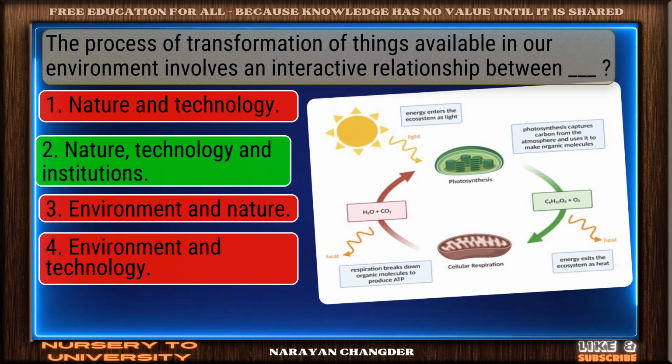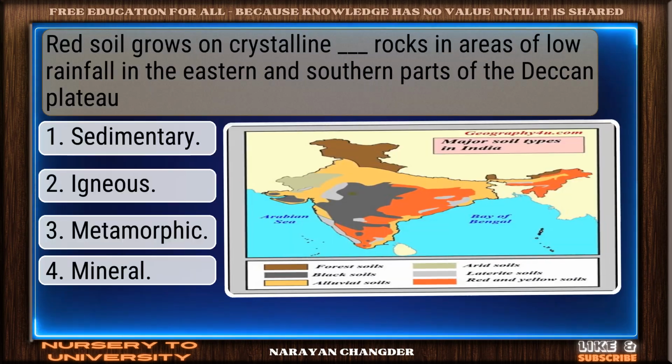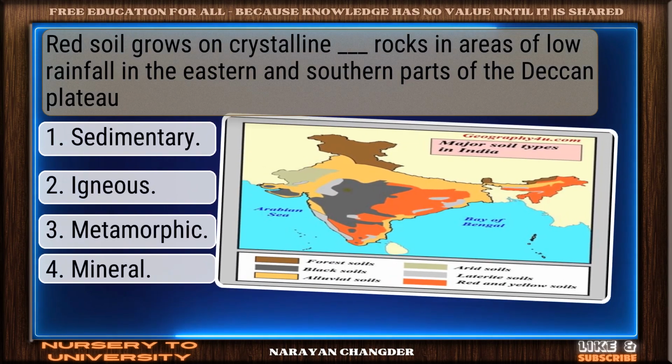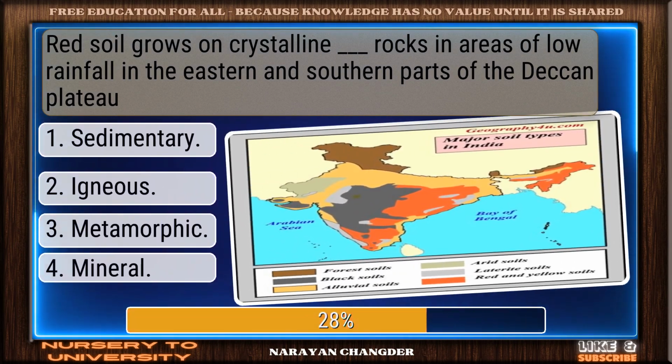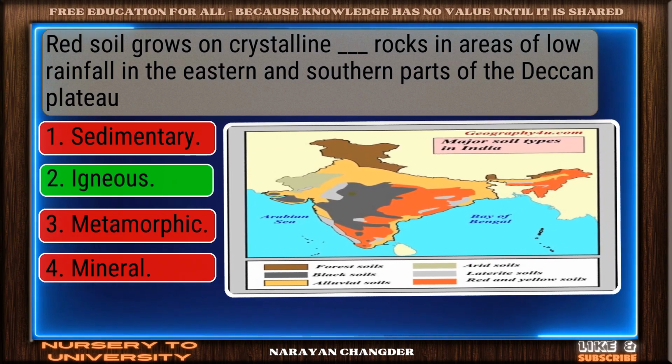Smart move. Nature, technology and institutions is the accurate answer. Red soil grows on crystalline dash rocks in areas of low rainfall in the eastern and southern parts of the Deccan Plateau. Correct, igneous is spot on.